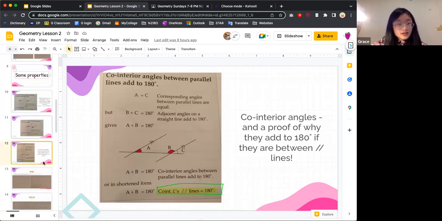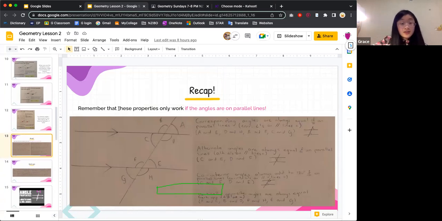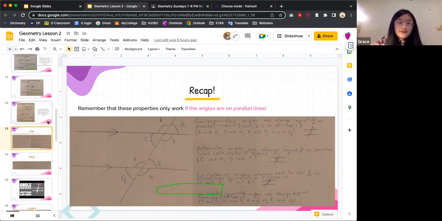Right, next slide. All right, so an important thing to know is that these properties only work if you've got parallel lines. If you've got two lines that are not parallel and a transversal going through them, then the angles that you form, the corresponding angles aren't going to be equal, and the alternate aren't going to be equal either. And the cointerior angles would not add to 180. So that's just something to be mindful of.